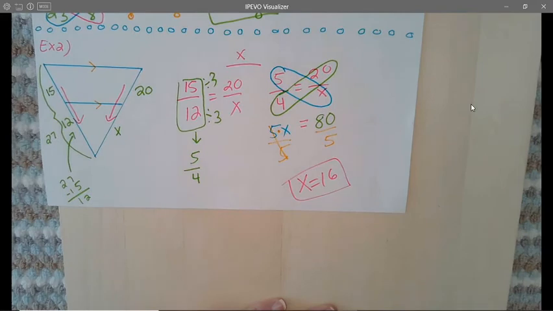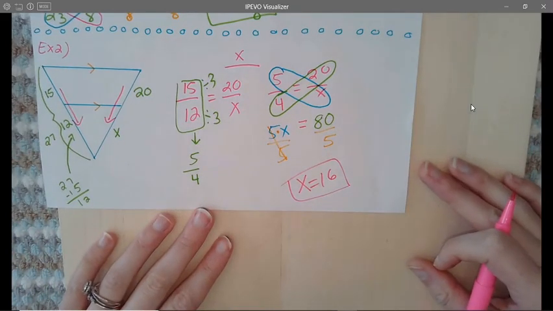And guess what, you guys? That's it. I know it's kind of sad because when the problem's so short, it's like I want more, but it is what it is. So that's the end of example 2.